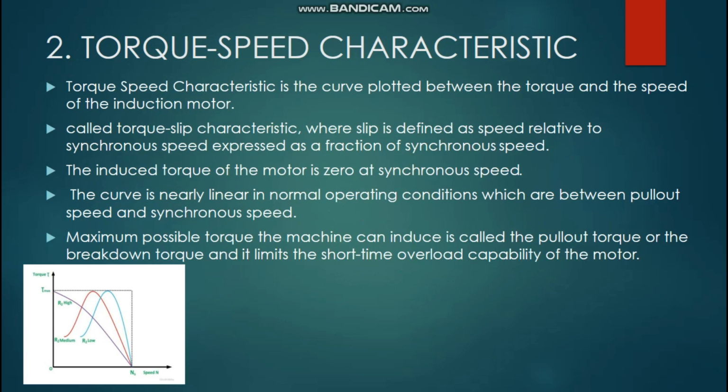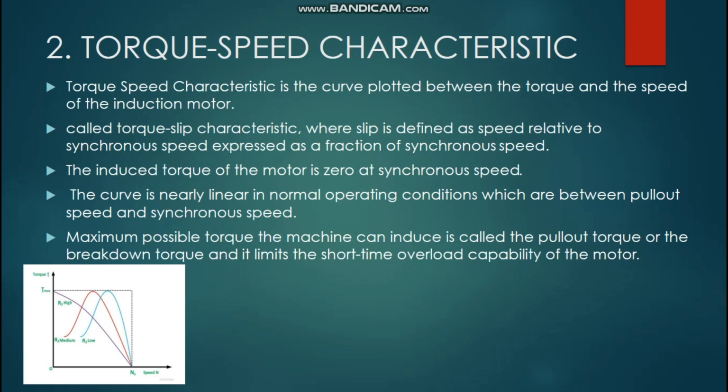Torque speed characteristic is the curve plot between the torque and the speed of the induction motor. The induction motor torque speed characteristic gives information on the dependence of induced mechanical torque on mechanical speed. Sometimes this characteristic is called torque slip characteristic, where slip is defined as speed relative to synchronous speed expressed as a fraction of synchronous speed.